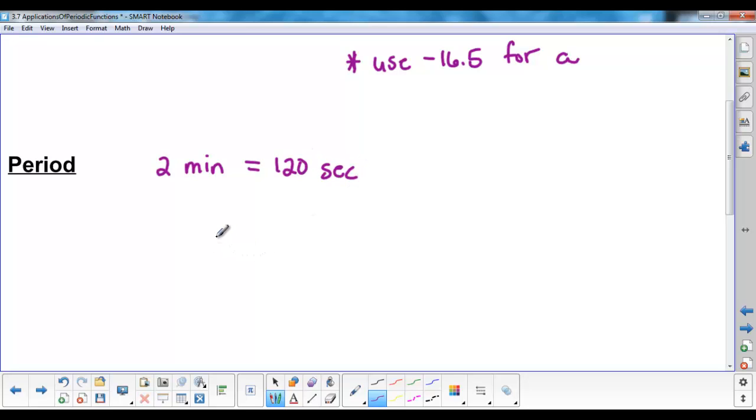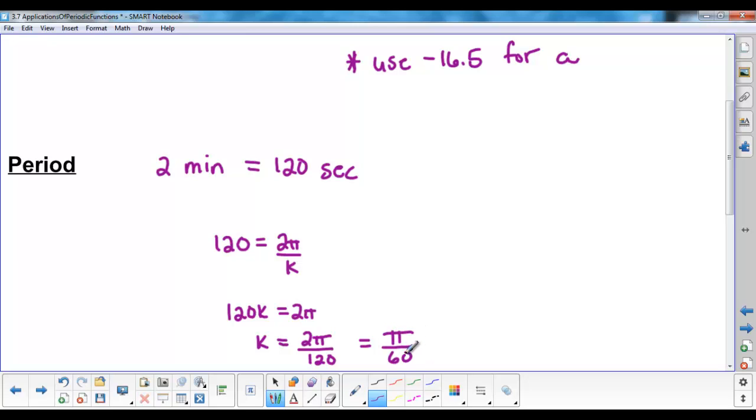Okay, so in other words, one period is 120 seconds. Now remember that period is just 2 pi over k. Now this will help us find our k value. If we cross multiply, we will get 120k equals 2 pi, and then obviously divide both sides by 120, and that will give us 2 pi over 120, or in other words, pi over 60.